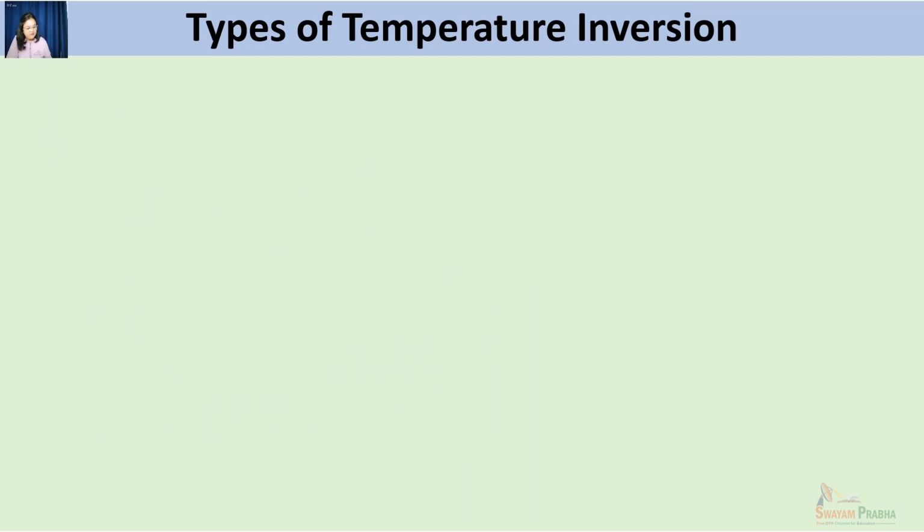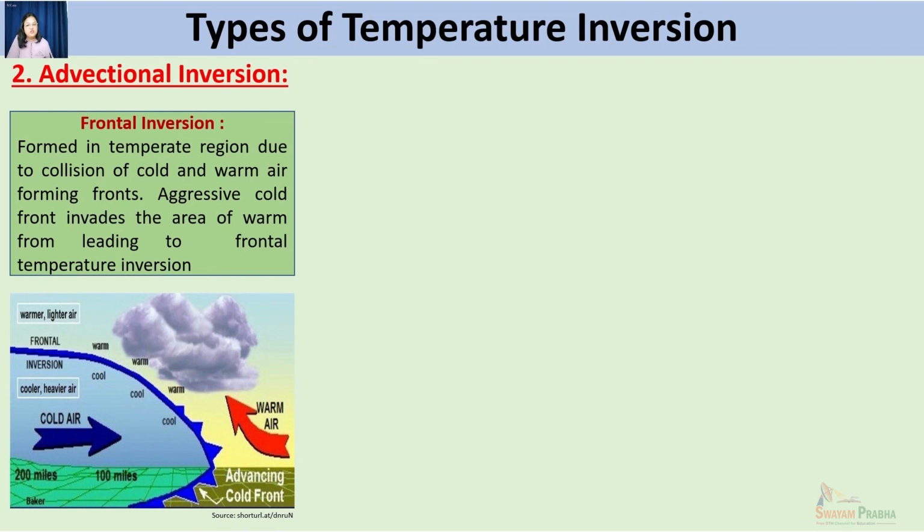Besides non-advectional temperature inversion, we have the advectional temperature inversion phenomenon also around the globe. So the advectional inversion is associated with the movement of air, primarily the horizontal movement of air and the vertical movement of air, non-stationary conditions of air, unstable conditions of air, leading to advectional inversion.